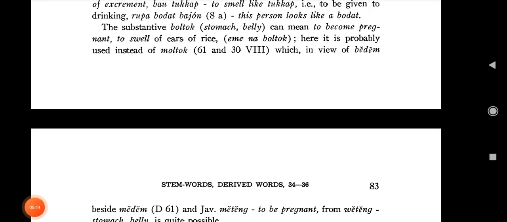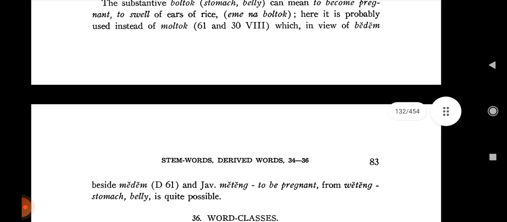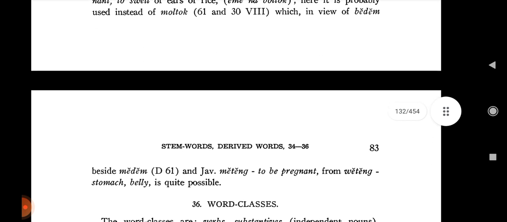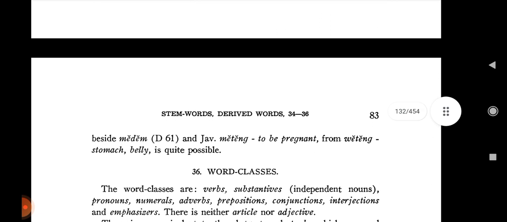The substantive boltok, stomach, belly, can mean to become pregnant, to swell, of ears of rice. Assuming the boltok here is probably used instead of moltok 61 and 38, which in view of bedem beside medem and Javanese matang, to be pregnant, from weteng, stomach, belly, is quite possible.